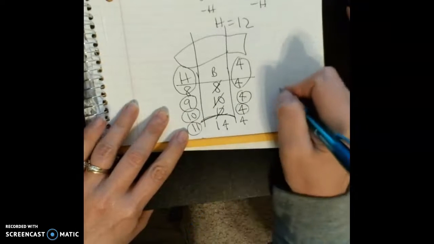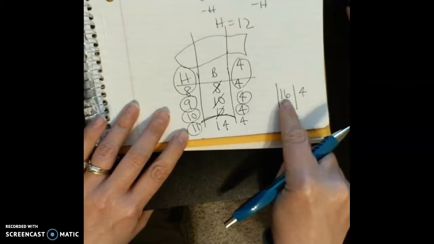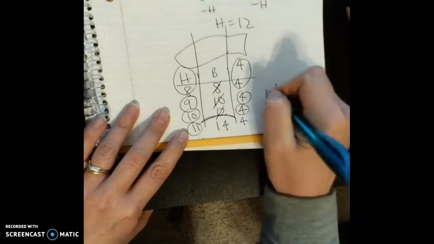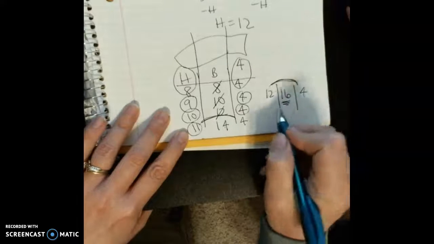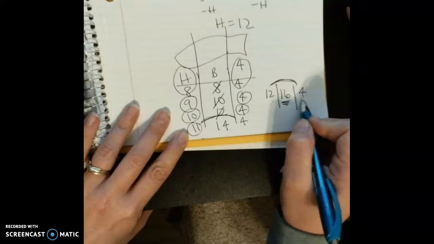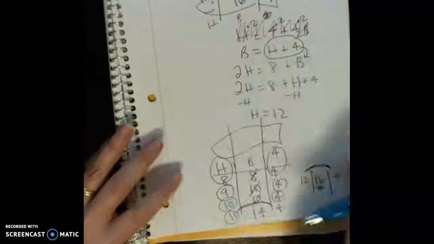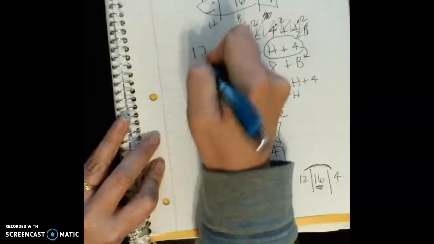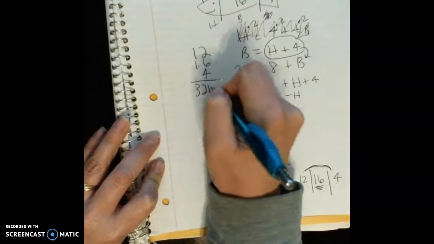So now I'm going to guess 16. And again, my tail is still 4. Half of 16 is 8, plus 4 is 12. And this time when I add the 12 and the 4, I do get my 16. So I know the head is 12, the body is 16, and the tail is 4. And then the question says, how much does the fish weigh? So if the fish has a head of 12, a body of 16, and 4, looks like it weighs 32 kilograms.